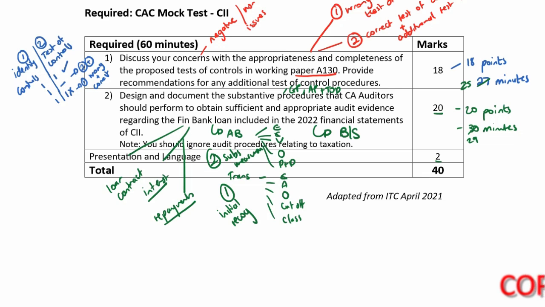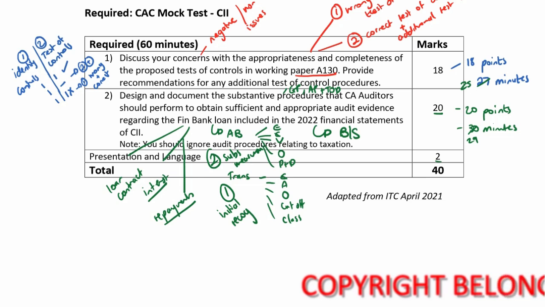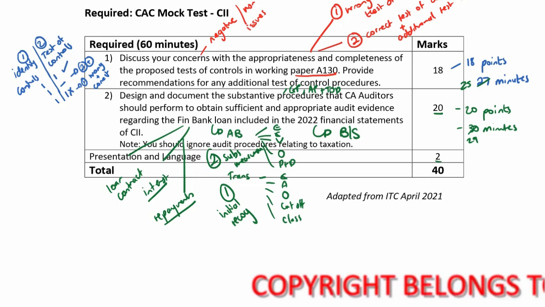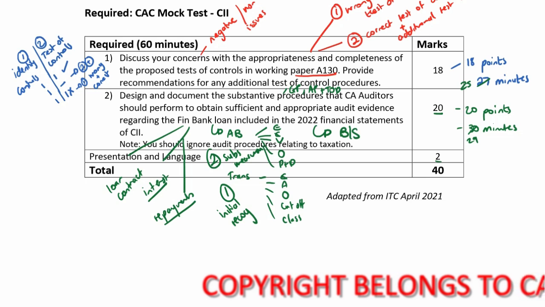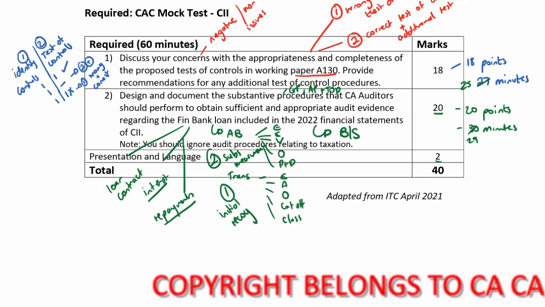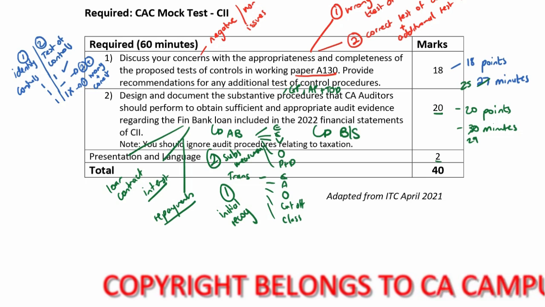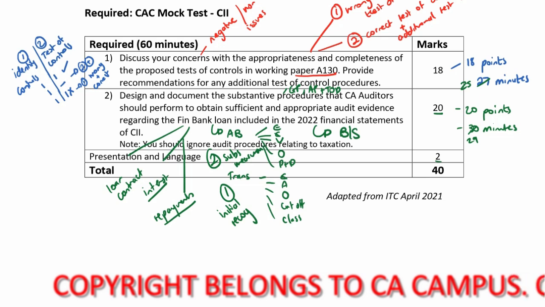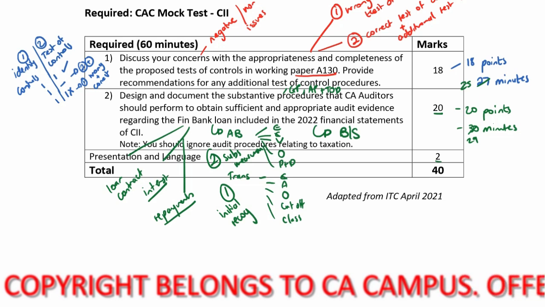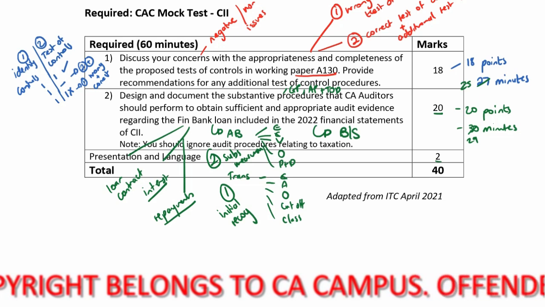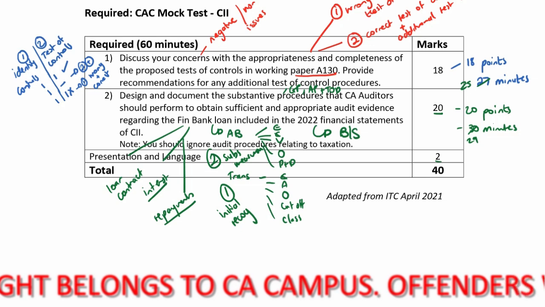Question 2, I now need to do the substantive procedures for the FinBank loan, including the financials at year end. So I've already got quite a lot of summarizing that I did when I read the required. But if I didn't have this, guys, I need you to think about it. What happens when they take out a loan? It was taken out in the current year, right at the end, in March.